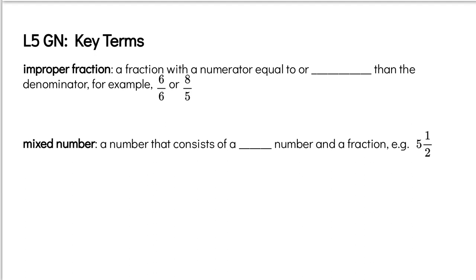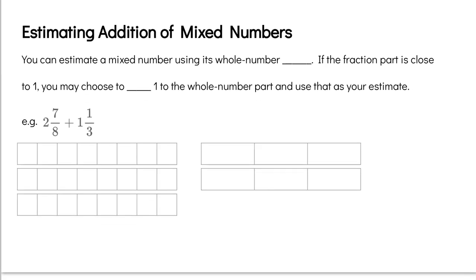Our first key term is improper fraction. It's a fraction with a numerator equal to or greater than the denominator. For example, 6/6 or 8/5. Next we have a mixed number. It's a number that consists of a whole number and a fraction. For example, 5 1/2.